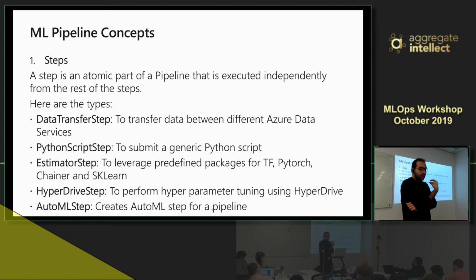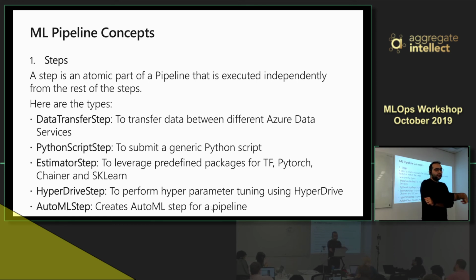pre-packaged Dockers are supporting TensorFlow 1. So TensorFlow 2 is still not pre-packaged in the Docker, but you can use a Python script and say, I want to install TensorFlow 2, or you can even Dockerize your own, like you build your own image and then host it in Docker Hub and then pass that to the hyperparameter, to the step.